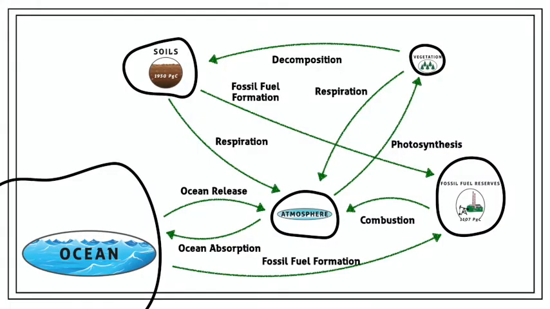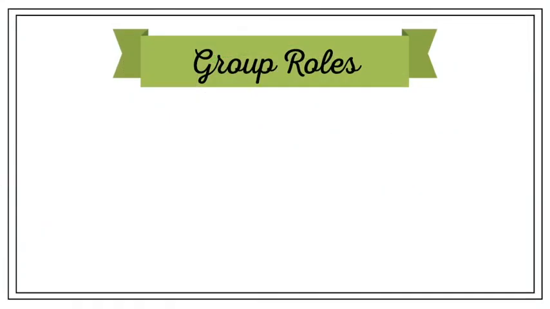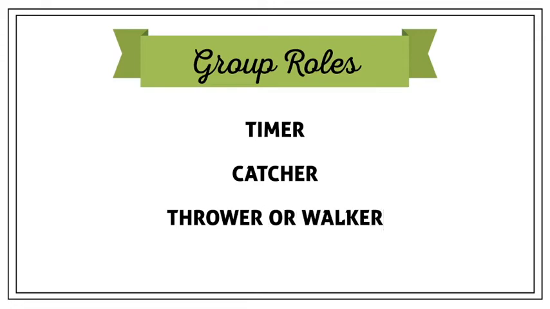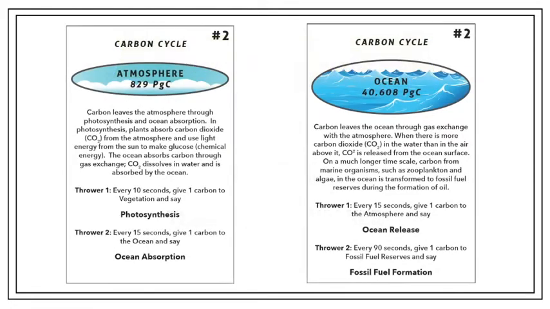As a class, you'll model carbon fluxes between reservoirs by moving beanbags between the model reservoirs. Each group needs someone to act as a timer, a catcher, and 1 or 2 throwers or walkers. Side 2 of the task card explains where and when each group will move carbon.